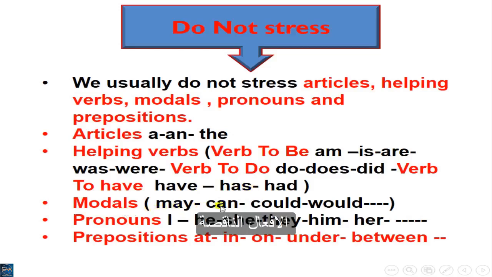Modals: may, can, could, would; may and might, can and could, will and would, shall and should. We don't stress modals. Pronouns: all pronouns, we do not stress them. Subject pronouns: I, he, she, they, it, we. Object pronouns: him, them, me. Also her, his, our, their. Prepositions: at, in, on, under, between, among, in front of.